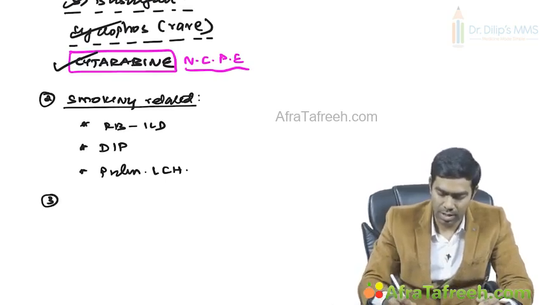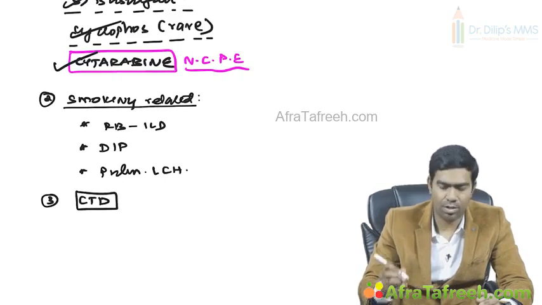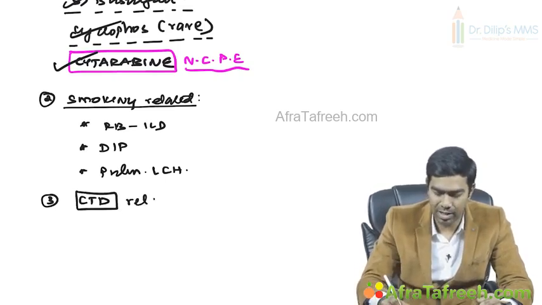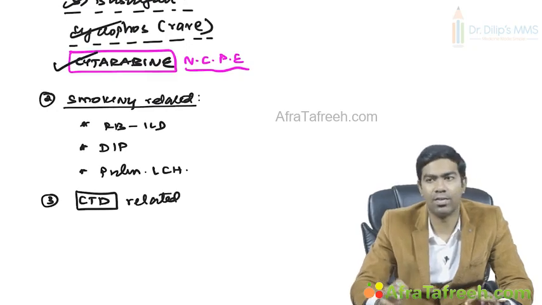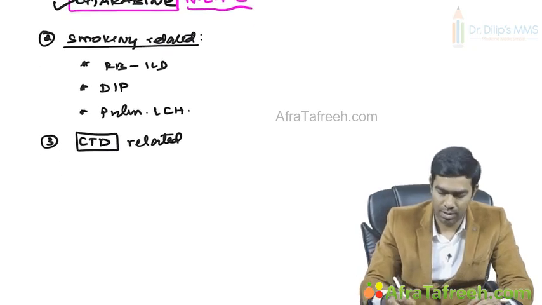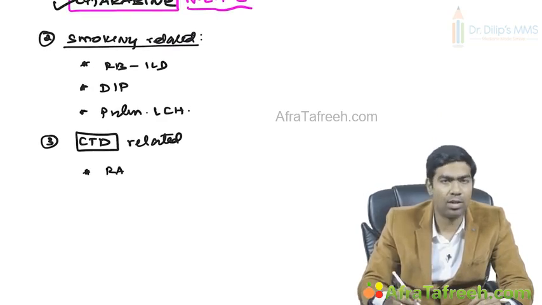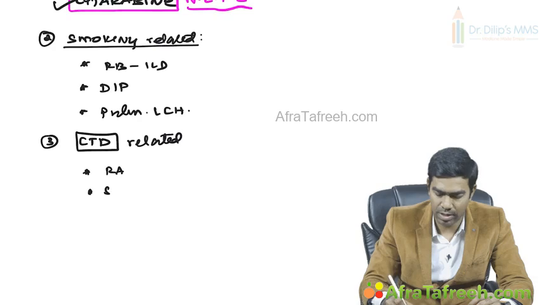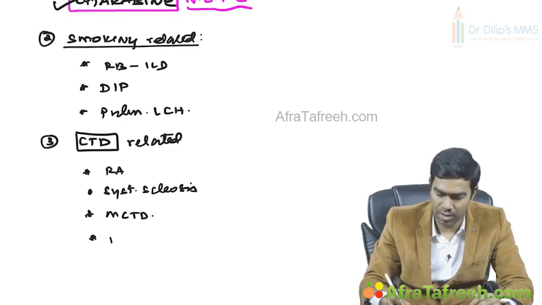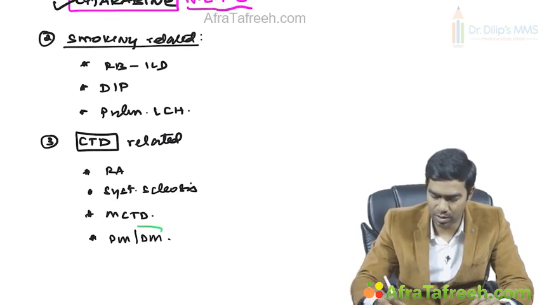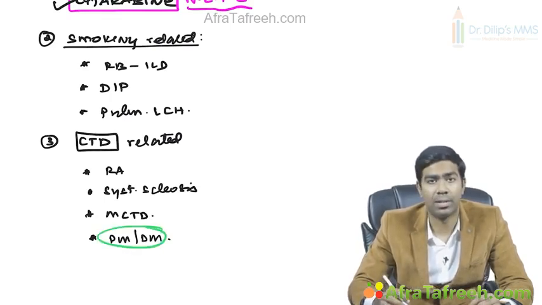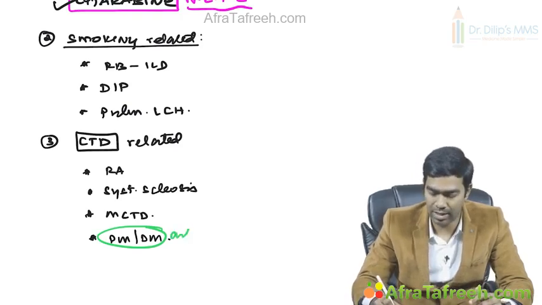Then number three, ILDs that happen due to connective tissue disorders. That's called CTD related ILDs. In that, very commonly you will get rheumatoid arthritis in the picture. You might get systemic sclerosis, that is scleroderma. You can get it with MCTD, and with polymyositis or dermatomyositis, especially those associated with the classic synthetase syndrome, anti-synthetase antibodies.